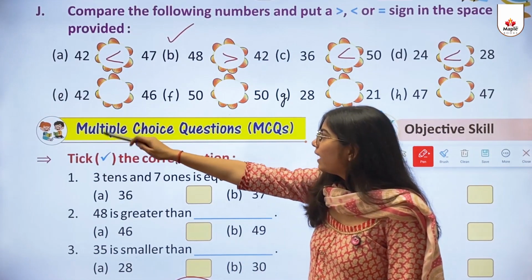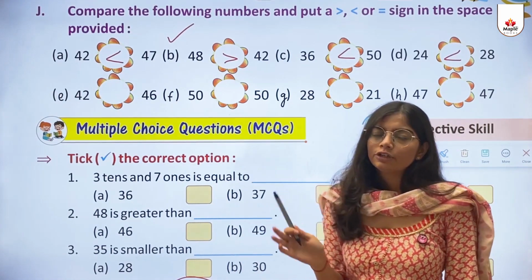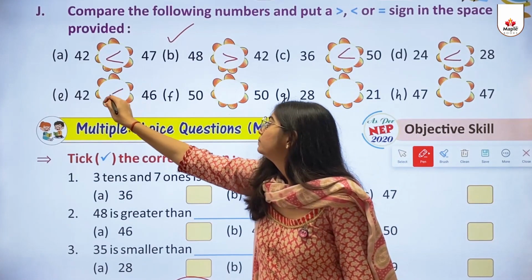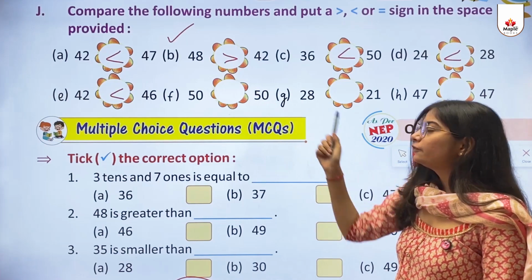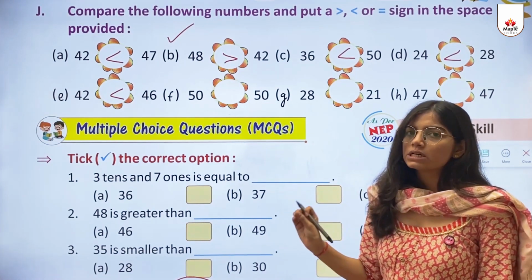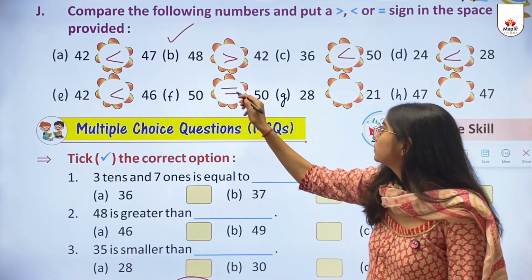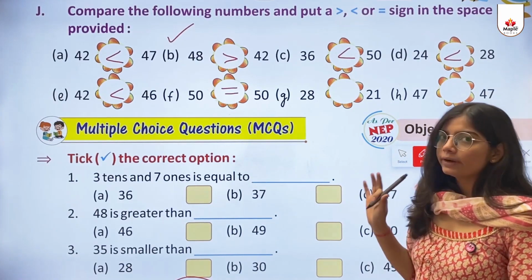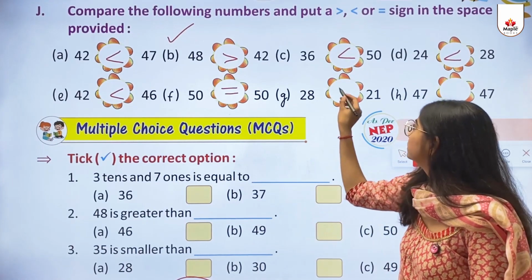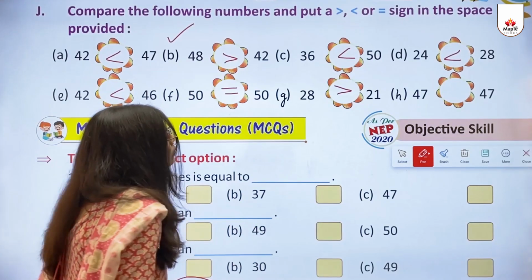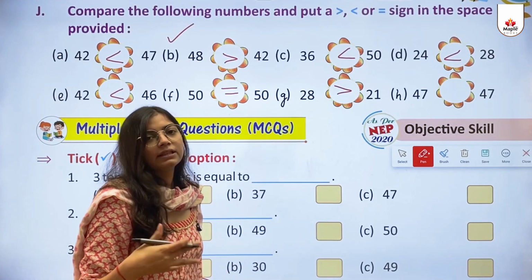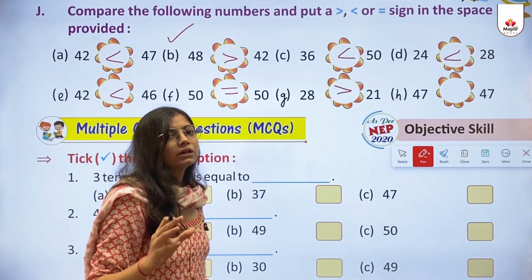Then we have E part: 42 and 46. 42 is smaller than 46. So we'll put the smaller than sign. Then F: 50 and 50, both numbers are same. It means they are equal, so we'll put the equal to sign. Then G: 28 and 21, 28 is greater than 21, so we'll put the greater than sign. Then H: 47 and 47, both are the same numbers. It means they are equal, so we'll put the equal to sign.